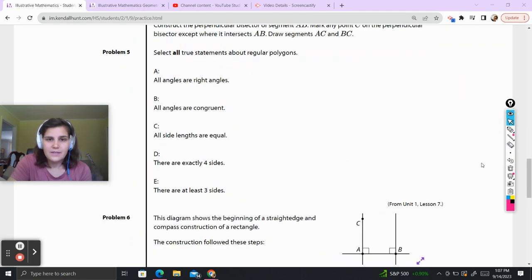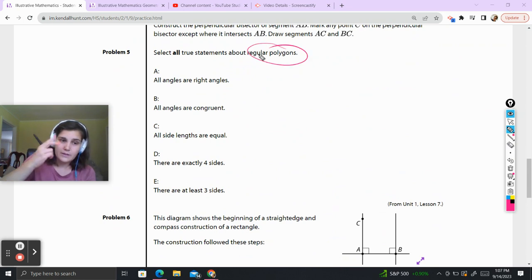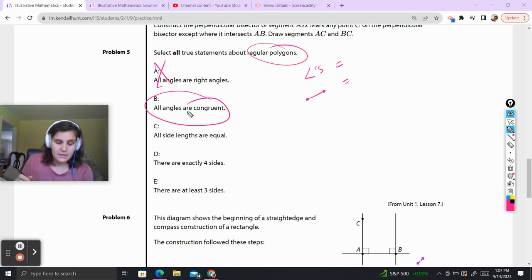Problem 5. Select all statements that are true about a regular polygon. Well, a regular polygon has two things that are true. The angles are equal and the segments are equal. Are all angles right angles? Nope. Are all angles congruent? Yup. Are all side lengths equal? Yup.